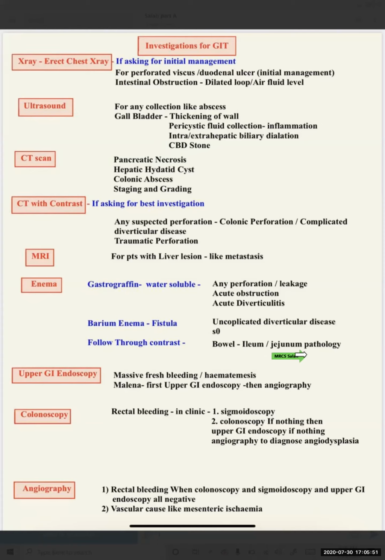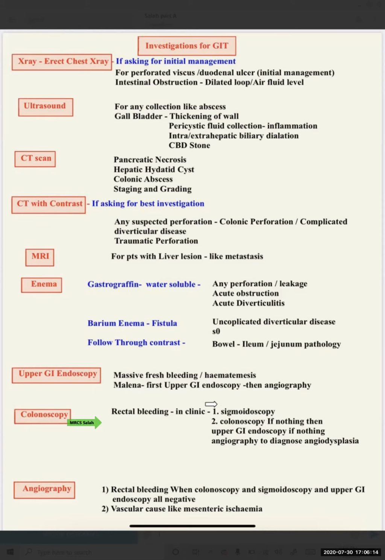Patient with hematemesis, I will go for upper GI endoscopy. If the patient has melena, I can go for lower also. I am telling you now about upper GI endoscopy. This is for hematemesis.